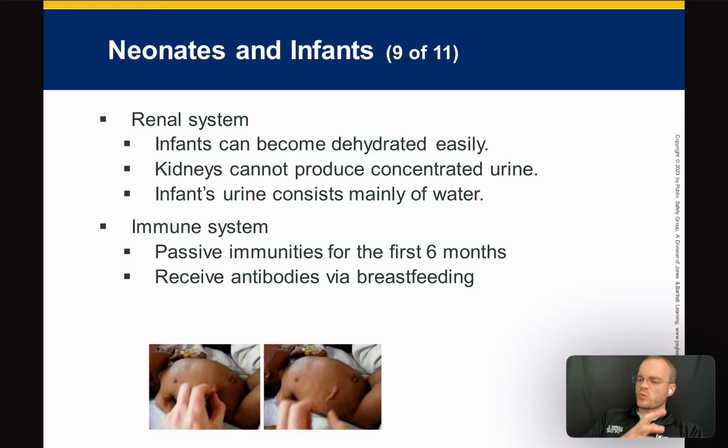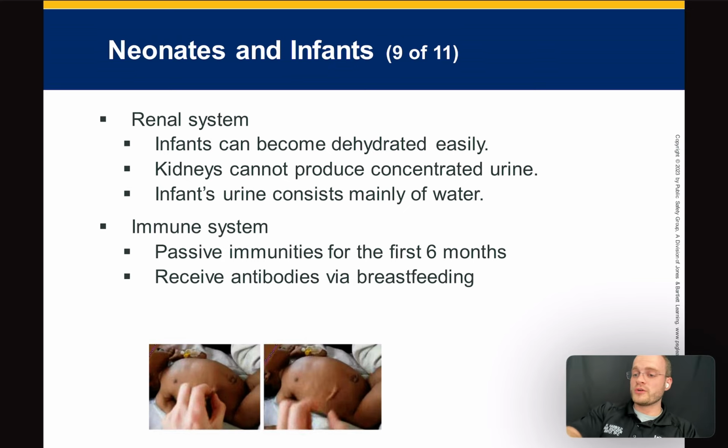The kidneys cannot produce concentrated urine as well, right? So the kidneys aren't smart enough to say, oh, we'll hold on to more water and just concentrate our urine. They're not smart enough to do that yet. The kidneys aren't mature enough to do that yet. And the infant's urine consists mainly of water. Again, their urine is not very concentrated like ours would be. So with that, I'm showing you an example down here.